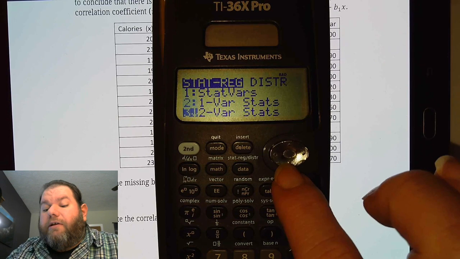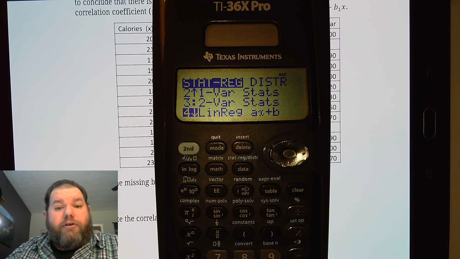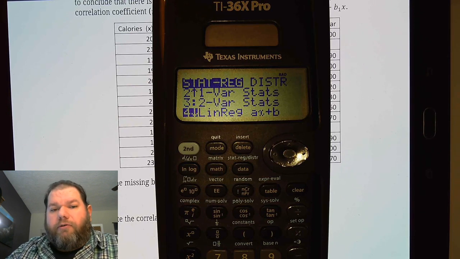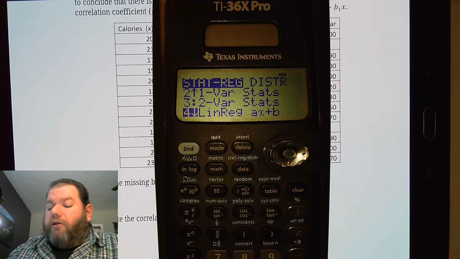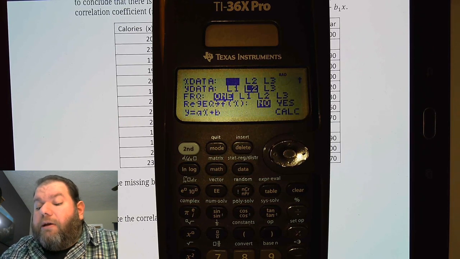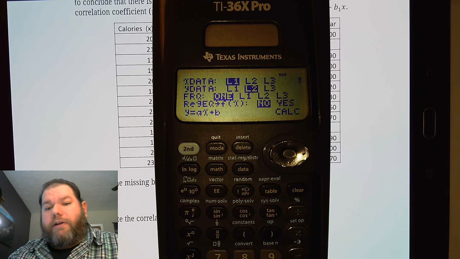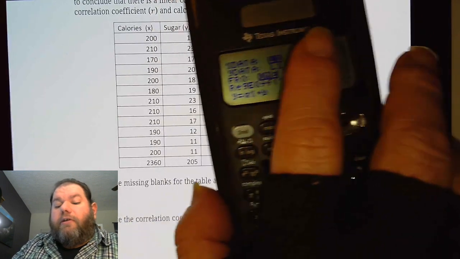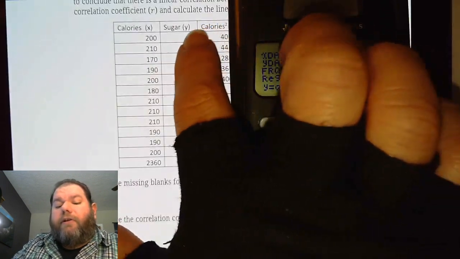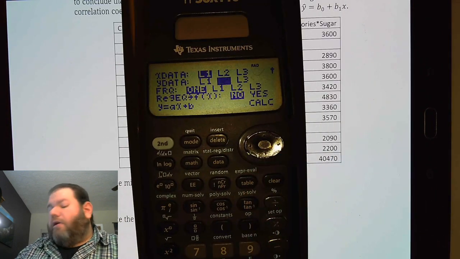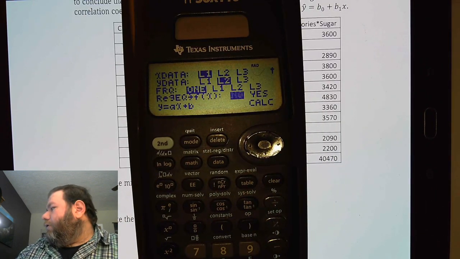On the bigger graphing calculators, you have two options, AX plus B or A plus BX. Make sure you notice which one you're using so you write down your answer correctly. So we press linreg AX plus B. Our X data is in list 1. It's highlighted there. Y data is in list 2. Notice in the table it said calories is X and sugar is Y. Frequency is just 1.